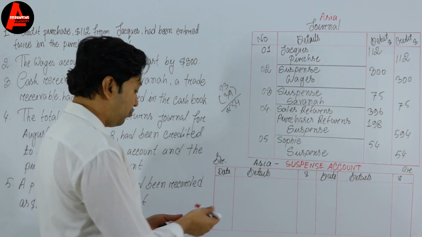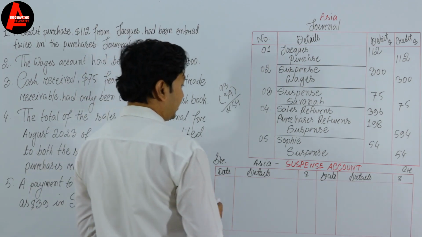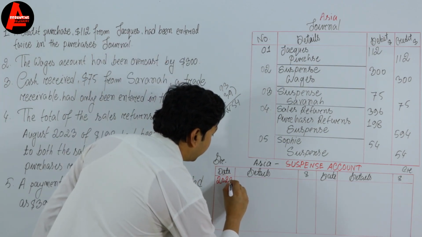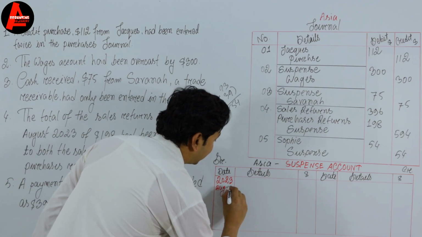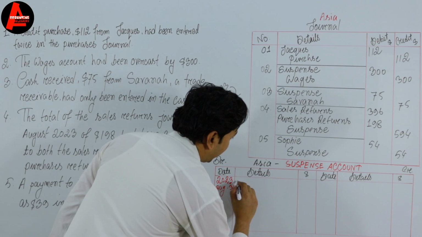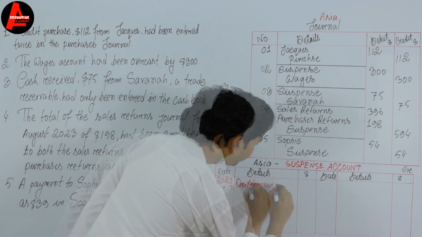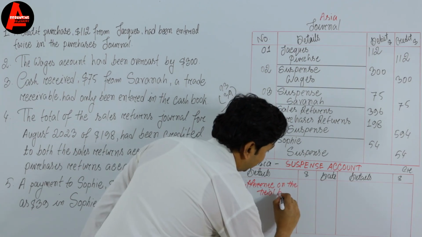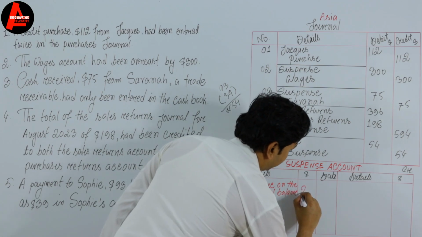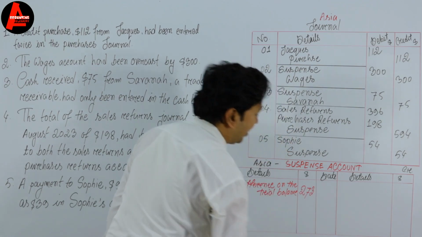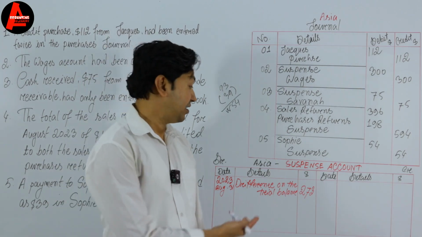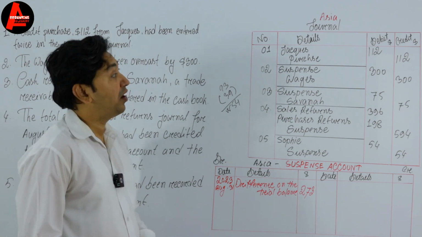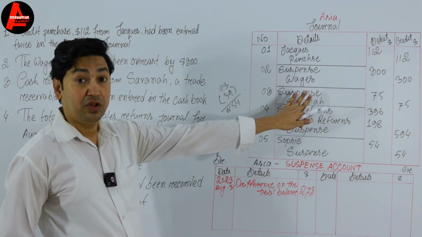So on the same date we will write the difference here on this suspense account. Okay, so here, August 31st. So we will write here "difference on the trial balance." So it is $273. Okay, you always write just like this. Okay, good.